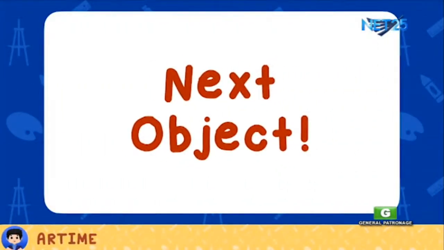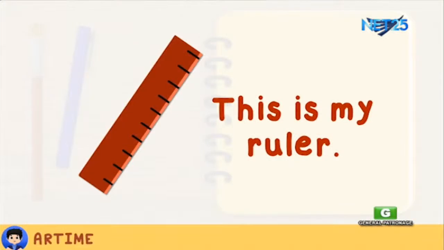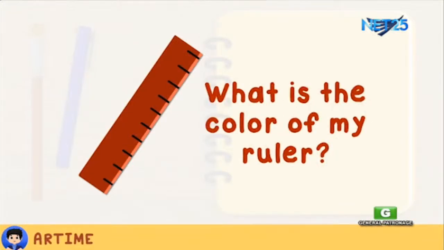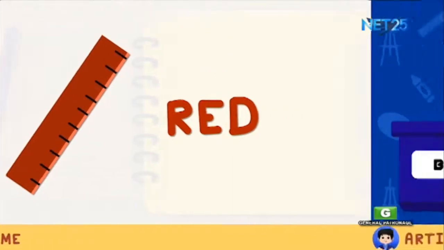Next object. This is my ruler. What is the color of my ruler? Yes, it's color red. Let's put the red ruler in the red container.